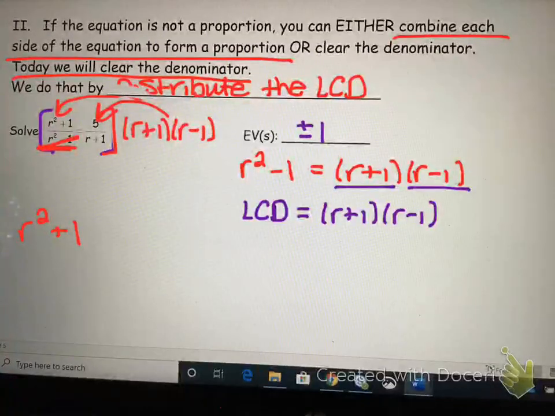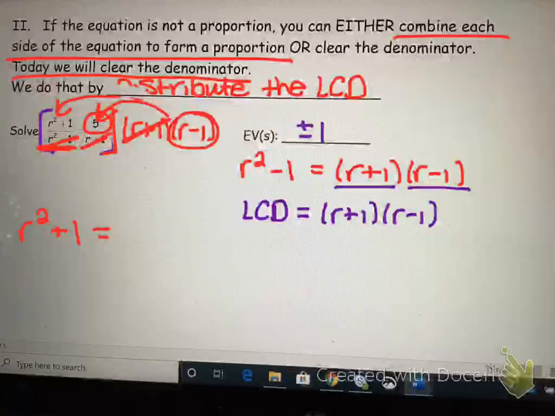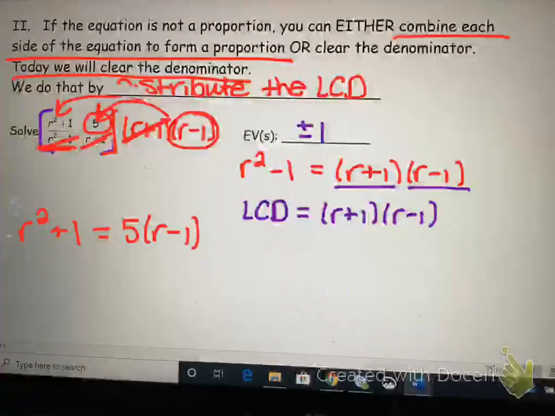When we distribute it to the right side of the equation, this r plus 1 down here will cancel out with this r plus 1 that would be going to the numerator. And so what would be left would be the 5 that was already in the numerator and the r minus 1 that we have put into the numerator. And so what we have done is we have eliminated the fractions.